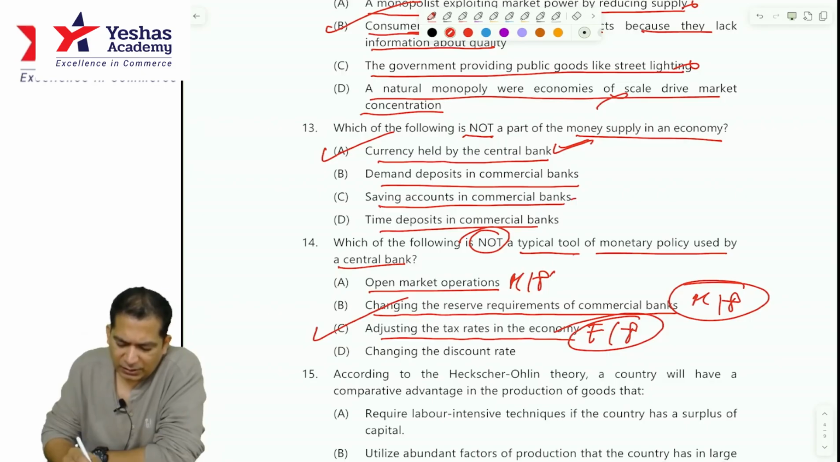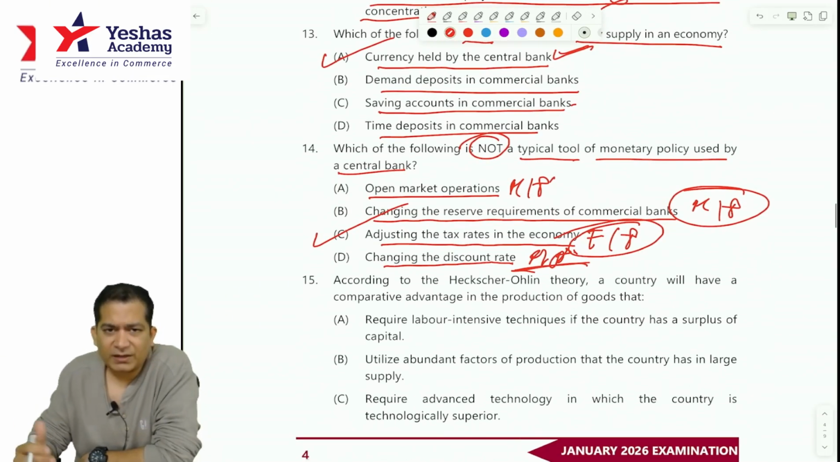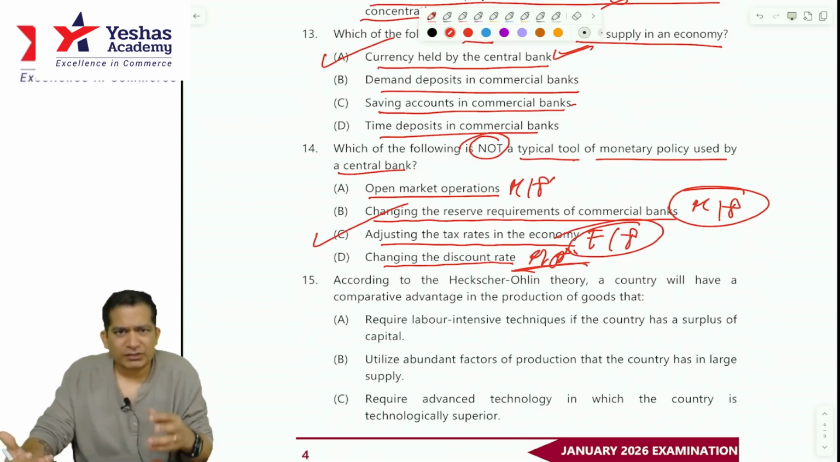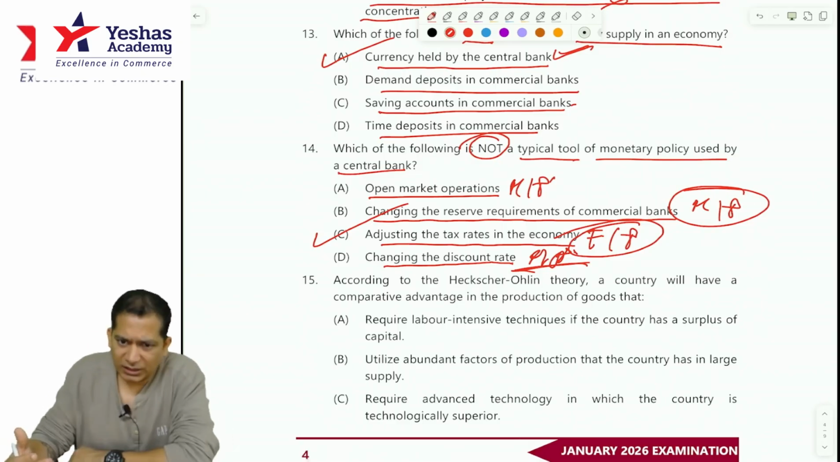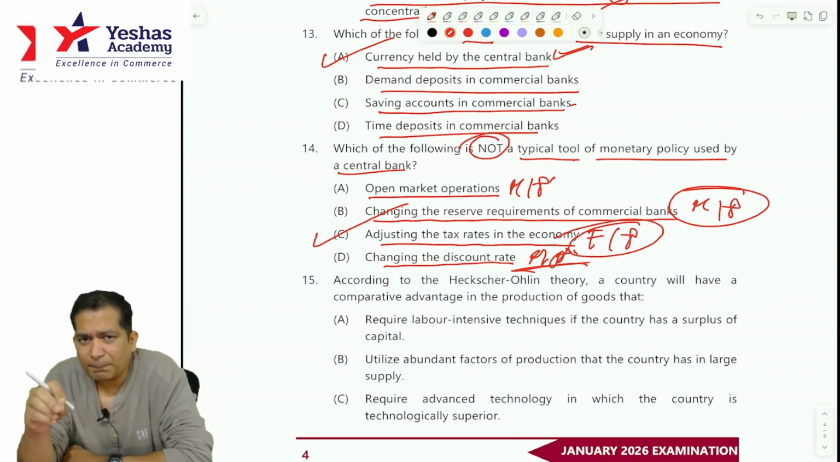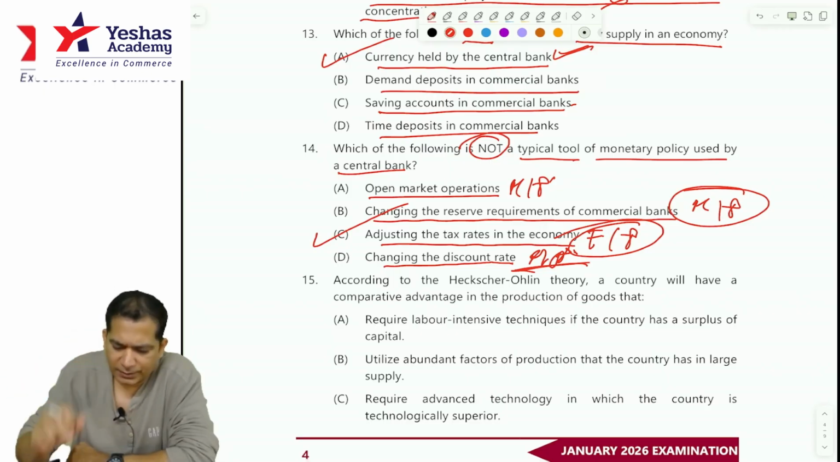Changing the discount rate. Alright. It means the bank rate, rediscounting rate. Again, it's a part of the monetary policy. Because if the rediscounting rate, that is the bank rate, is changed, then the banks also have to change the discounting rate. It means if the RBI is rediscounting the bills of exchange that the banks are presenting them at a higher rate, then the banks cannot discount the bill for the public at a lower rate.